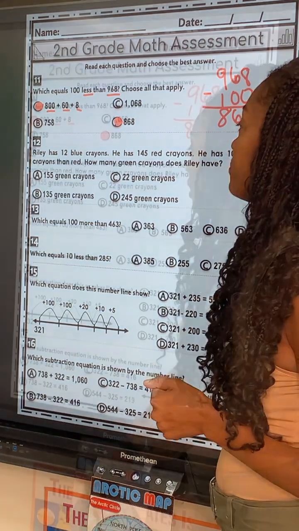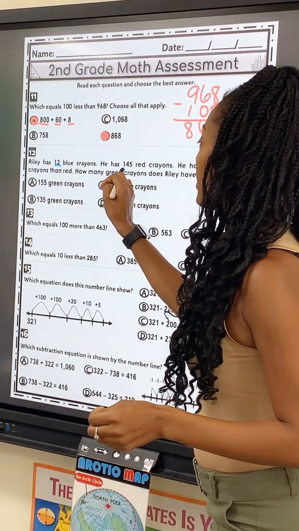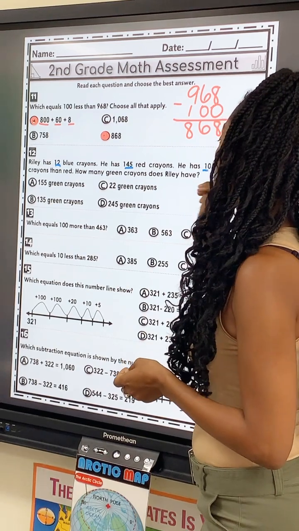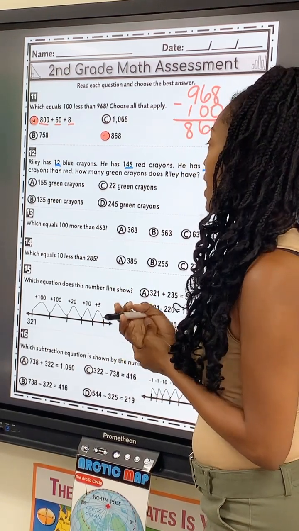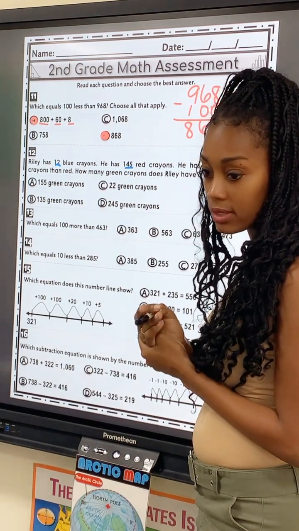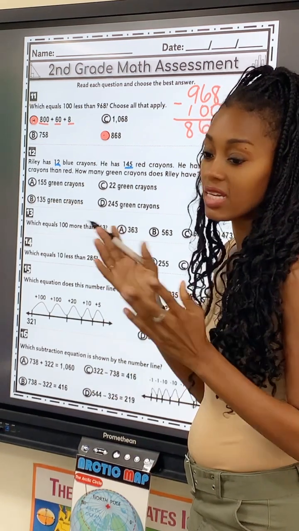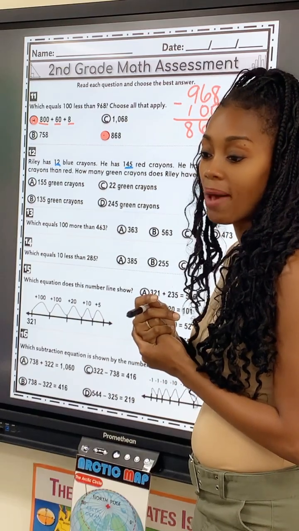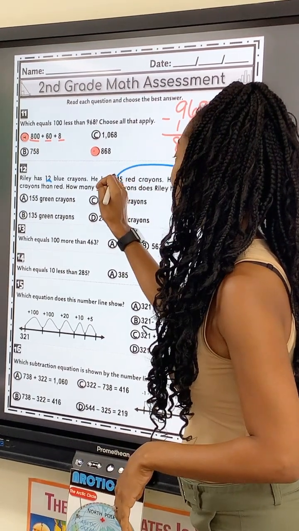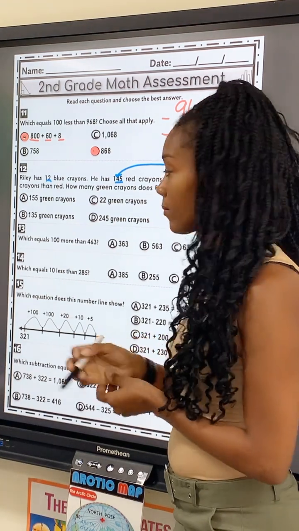Look at number 12. Number 12 says Riley has 12 blue crayons. He has 145 red crayons. He has 10 more green crayons than red crayons. How many green crayons does Riley have? Do we care about the blue crayons? No. So it's irrelevant. We need to do nothing with it because the question is not asking us anything about it. It's only asking us about the green. And it says he has 10 more green than red. It says he has 145 red. What is 145 plus 10? 155.